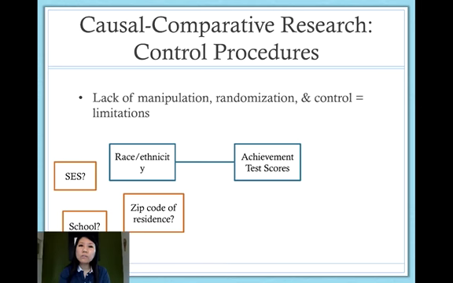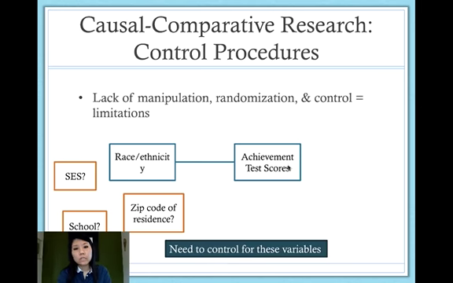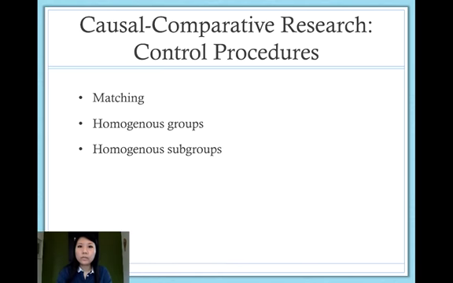But what about other variables that might be contributing to this relationship, like socioeconomic status, or the school that they attend, the characteristics of the schools, the zip code of residence, so that gets into different neighborhoods, right? And those variables might actually be contributing to achievement test scores. If you only looked at race, ethnicity, and achievement test scores, we don't know, right, what other factors are contributing to this relationship. So we need to control for these variables. And there's different ways to do that.